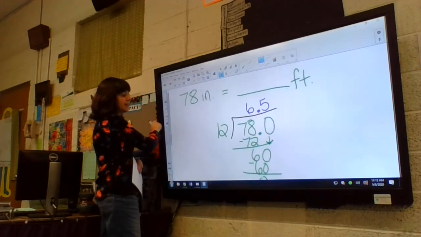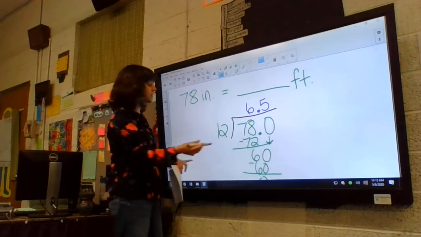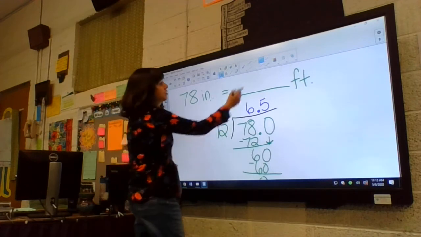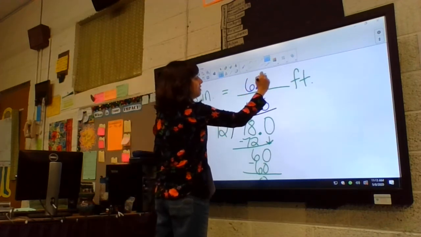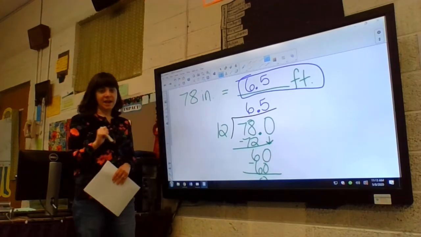So instead of saying his bed is 6 feet with 6 inches left over, 6 out of 12 inches would be half a foot. So there are 6 1/2 or 6 5/10 feet in 78 inches.